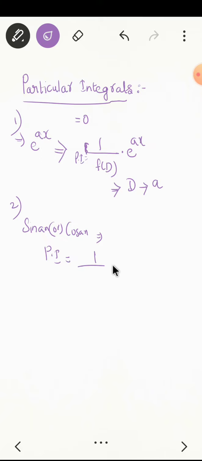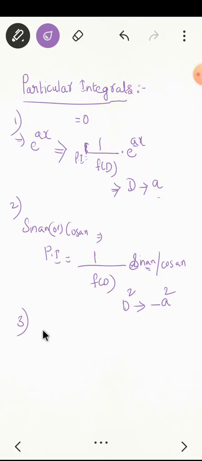Particular integral is equal to 1 by f of D acting on sin ax or cos ax, depending upon the problem condition. But wherever there is D square, you have to substitute that by minus a square. A value is here, this is a value. Okay, you will get that as a value.